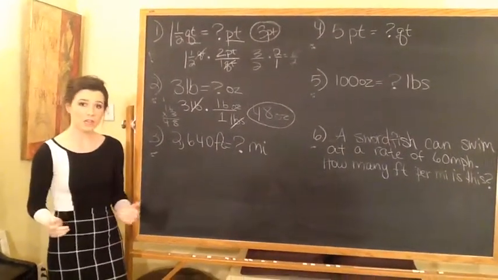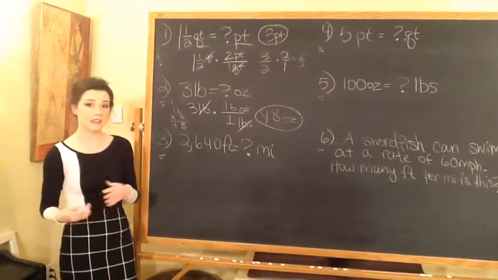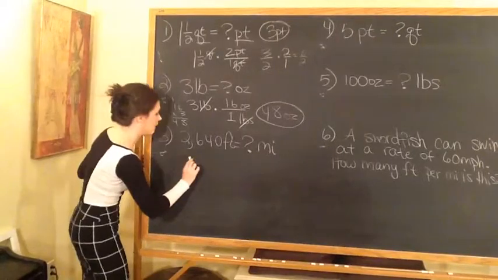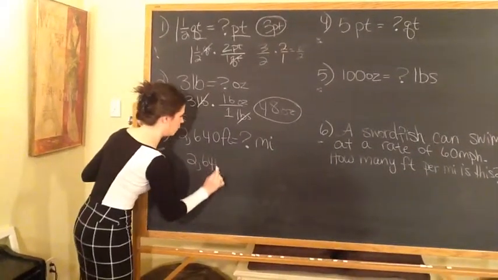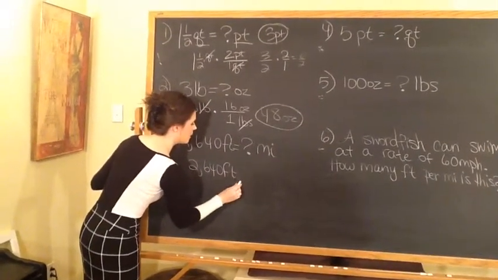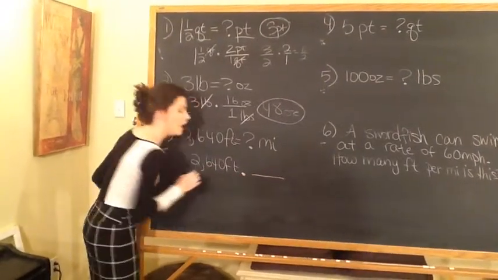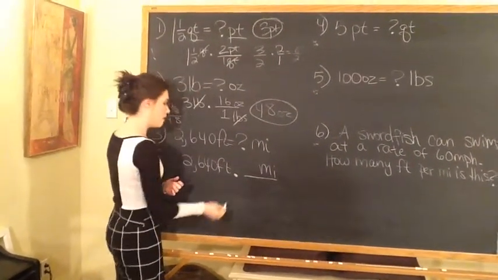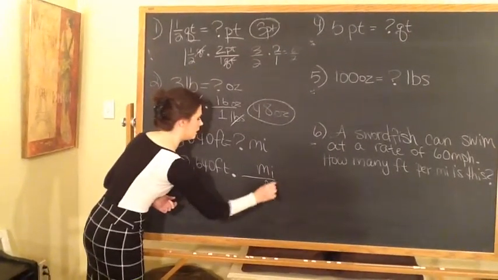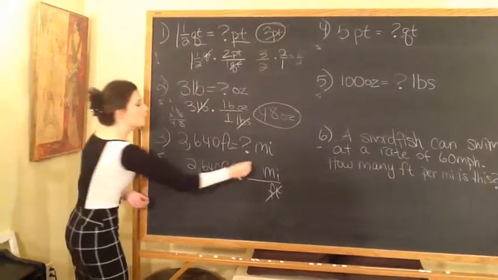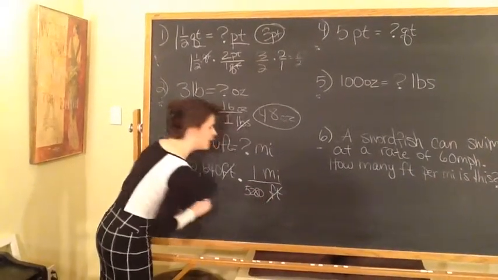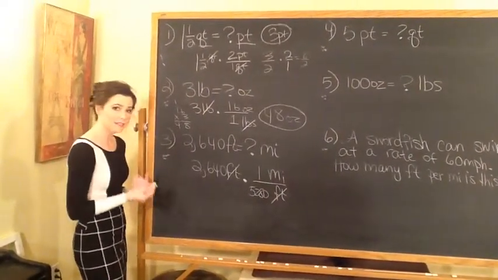So we're going to have to look on our conversion chart, and we'll figure out that there's 5,280 feet in 1 mile. So I'm going to go ahead and write 2,640 feet, and we're going to multiply it by a ratio. And we know that we want miles in the numerator, and we want feet in the denominator so that our feet will cancel out. So now in 1 mile, there is 5,280 feet. So now let's go ahead and multiply across and simplify.